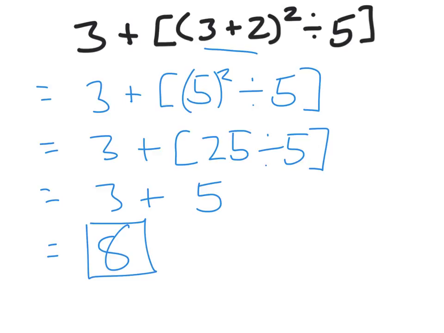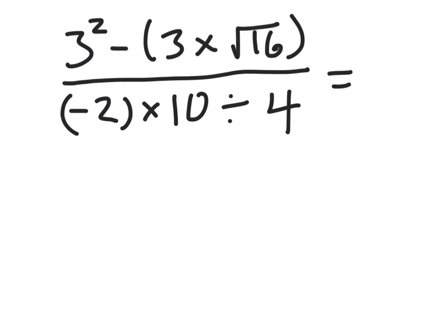So this whole problem that we started with simplifies to 8 if you follow the correct order of operations, right? We did inside our parentheses first, then we were inside these brackets, and you have to do exponents before division. Then we're still inside the brackets, we do our division, and then lastly we just add. So there's our answer there.